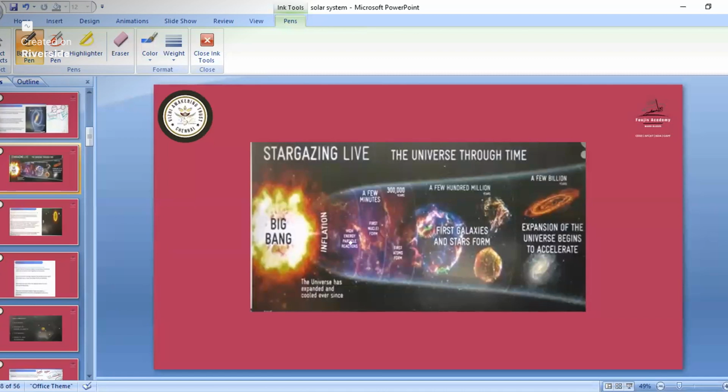So due to collision, they started breaking into parts. Then after that, formation of stars, dust, and galaxies took place. So at the end, the expansion of the universe begins to accelerate. That is a few billion years ago. That means we studied in the first part, that is 13.7 billion years ago, that time the universe evolved.